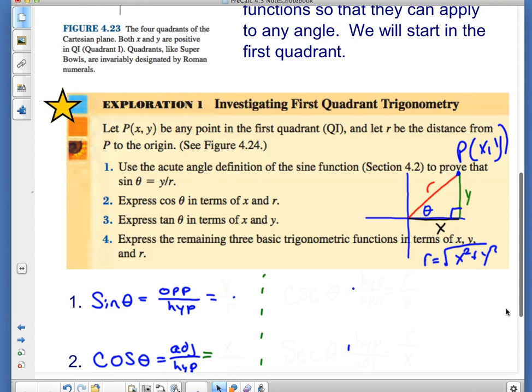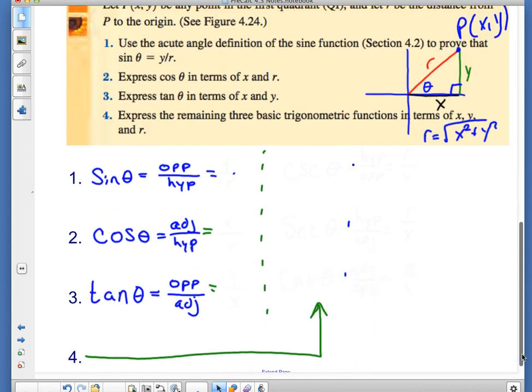Okay. Now, if I'm talking about how I define sine, they say, hey, use the acute angle definition of the sine function to prove that sine theta is y over r. All I'm doing is, hey, they defined it as opposite over hypotenuse. Well, the opposite, to theta, is y. The hypotenuse is r. That's how I know that that is true. Okay, that's all I'm doing.